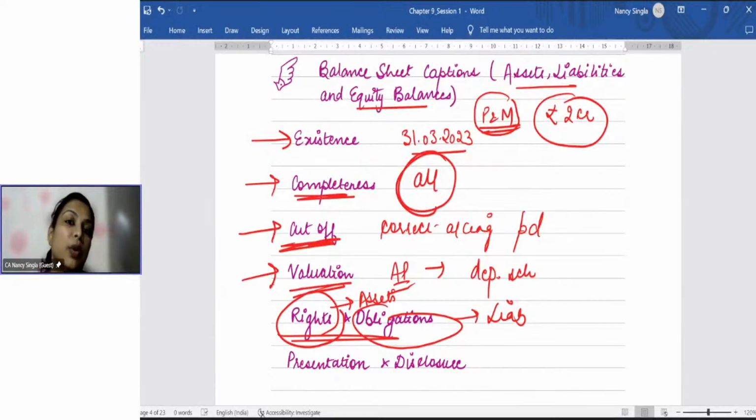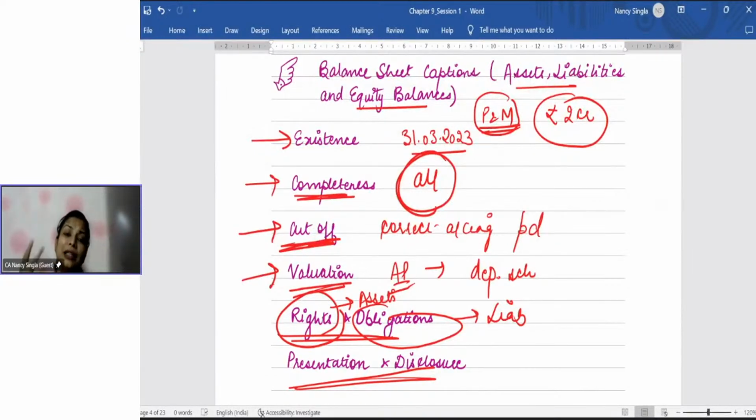Here, what can the auditor check? He can see the invoices, whether these are in the name of A Limited or not. And presentation and disclosure. If there are certain presentation and disclosure requirements, let's say in Schedule 3 to the Companies Act, Part 1 for balance sheet items, whether that has been complied with by the company or not. So these are all the assertions relating to balance sheet captions.